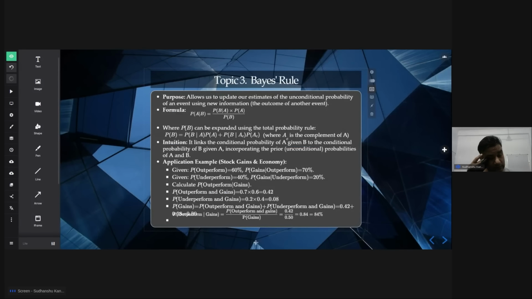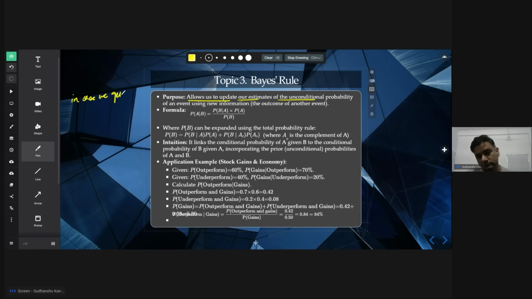Next is your Bayes rule. I'll cover it just generally, the definition part, which I covered in the lecture in the class, and then in the next set of lectures I'll go deeper. So the purpose of Bayes rule is to allow us to update our estimates of the unconditional probability. Basically, in case we get new information, how can we update the probabilities? So it allows us to update our probabilities or estimates using new information.